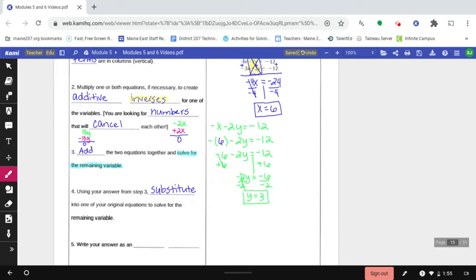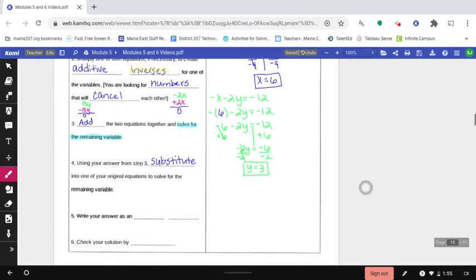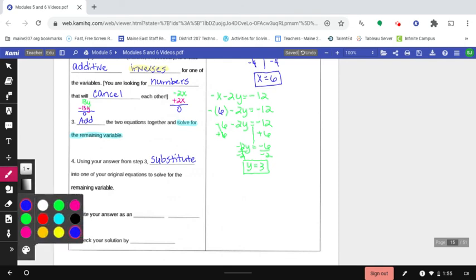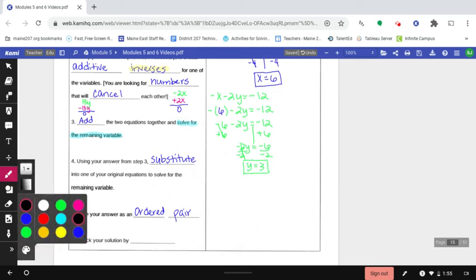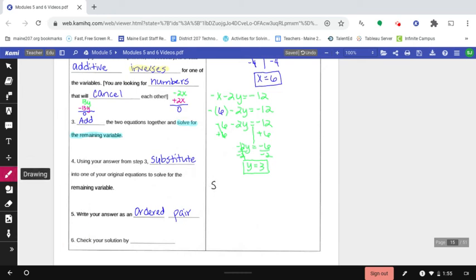So now when we look, we can see there's an x and there's a y. So hopefully you can already guess what step 5 is. Step 5 is to write your answer as an ordered pair, because we know we can't just say x equals this and y equals that. So we're going to go ahead and actually write out our solution. And in this case, we know our solution is (6, 3).